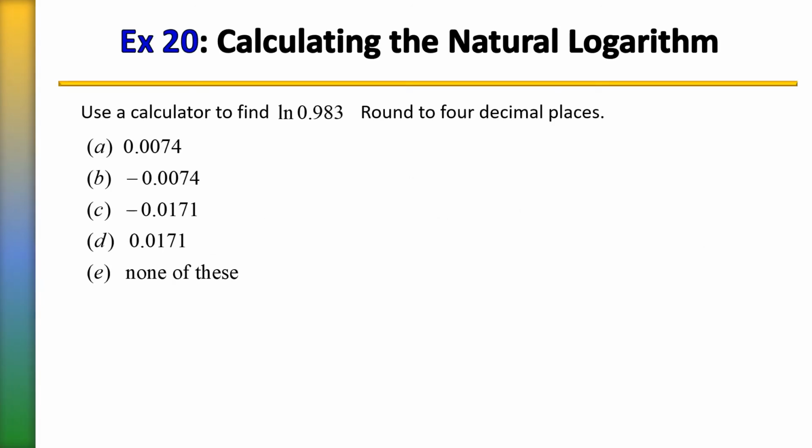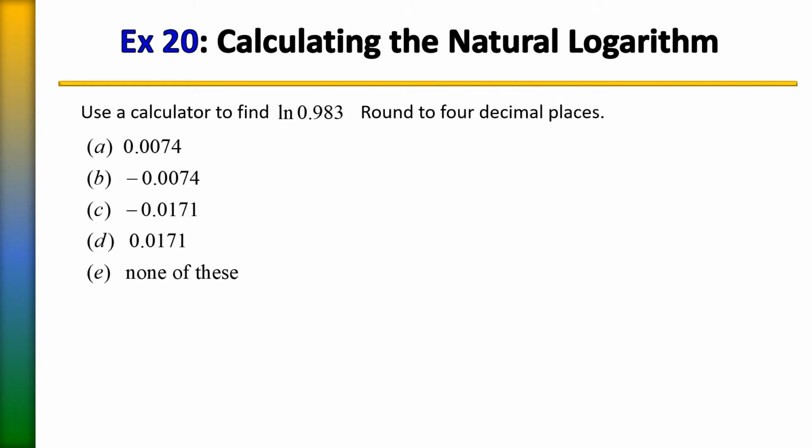Special logs and change of base formula. In this example, we're going to use a calculator to find the natural log of 0.983, and then we're going to round our answer to 4 decimal places.